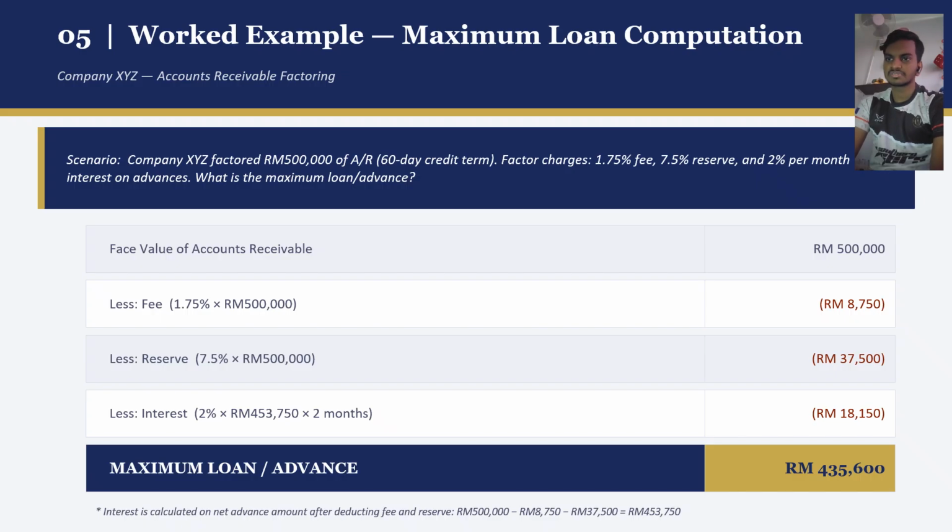Less reserve: 7.5% times 500,000 equals RM 37,500. Less interest: 2% times 453,750 times 2 months equals 18,150. The maximum loan advance total is 425,600.